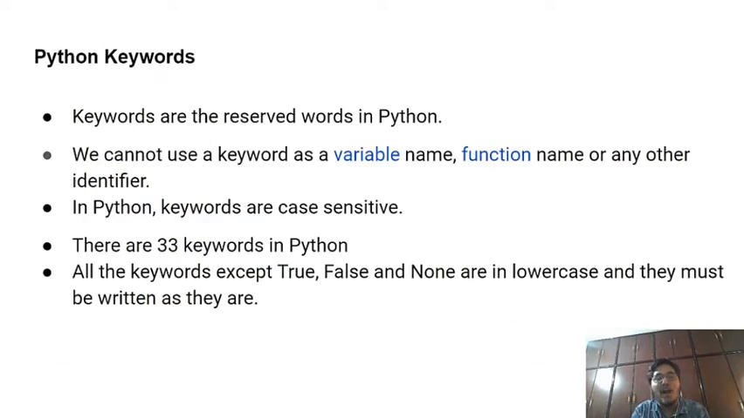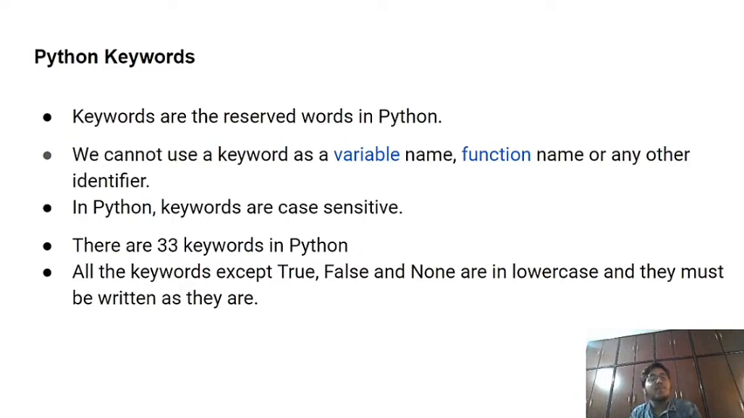So let us talk about these words in Python, reserved words or keywords. I have already mentioned there are 33 keywords in Python. If you know these 33 keywords, then knowing the entire Python is just knowing these keywords and the usage of these keywords. Keywords and reserved words are both the same. Now, we cannot use a keyword as a variable name, a function name, or any identifier.